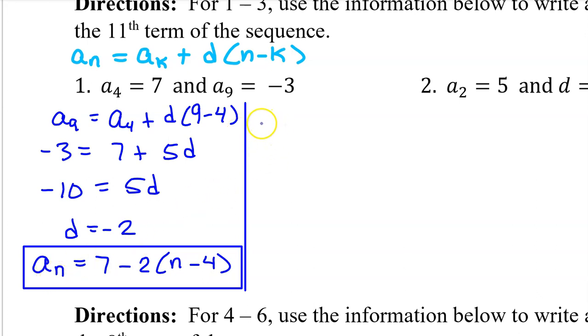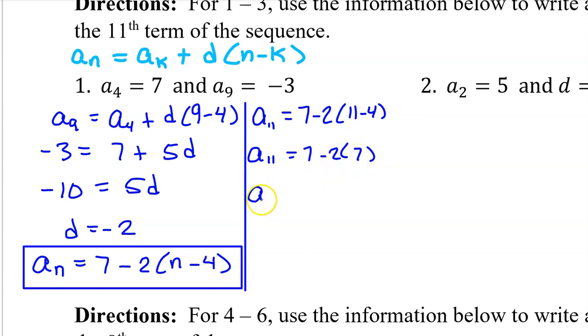Now we can use this rule to find a11. a11 will be 7 minus 2 times 11 minus 4. 11 minus 4 is 7, so a11 will be 7 minus 2 times 7. So a11 will be 7 minus 14. So a11 is -7.